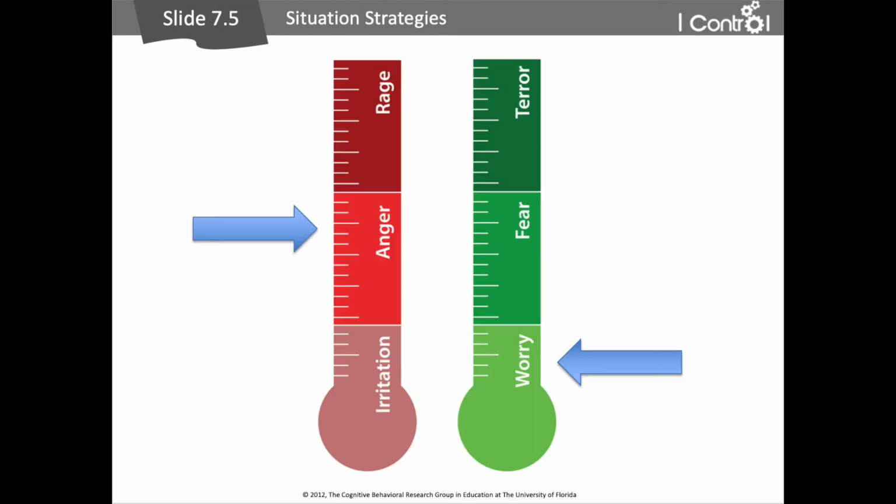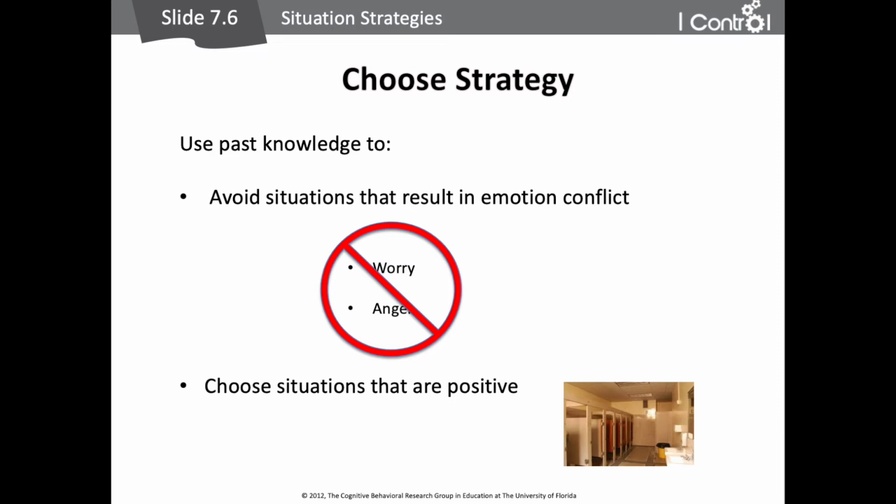In some situations, you're responding to just one emotion, such as being nervous about the mean kids in the hallway. But sometimes it gets more complicated because you're dealing with more than one emotion. You may be feeling worried, but you might also be experiencing anger at those kids for disrupting your routine. Like the thermometers on the slide, you might be more angry than worried. But either way, you can still use the choose strategy in these cases by avoiding that situation. Basically, you can use your past knowledge to avoid situations that result in emotion conflict and choose situations that are positive. By using your self-control, you can choose the best action rather than just acting on the strongest emotion.